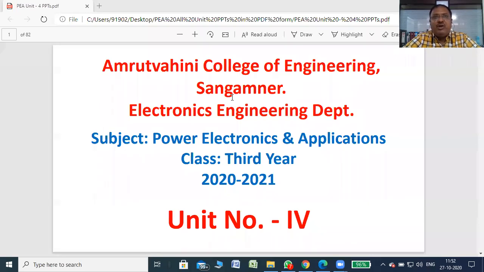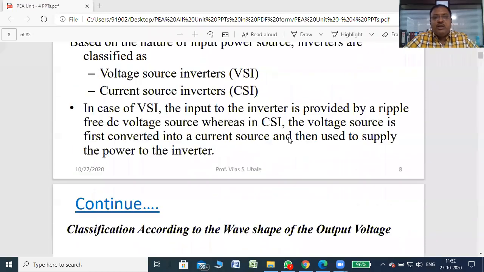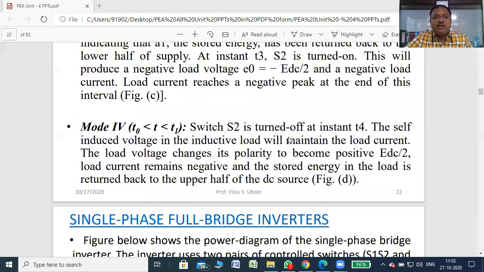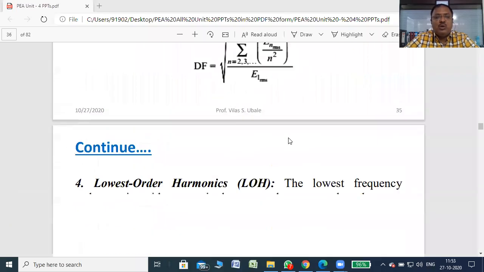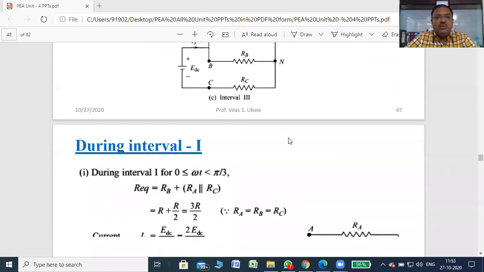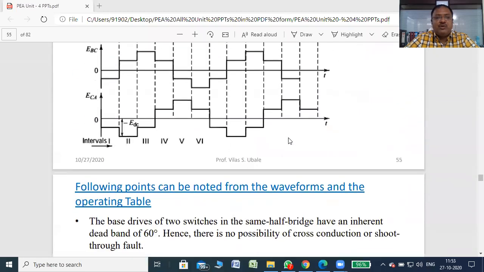But if you require variable output voltage from the inverter, then there are two techniques to obtain it. The first one is external control, and the second one is internal control in the inverter itself. So I'll just show you in short what we have seen in the last lecture, and then we will go to the next.